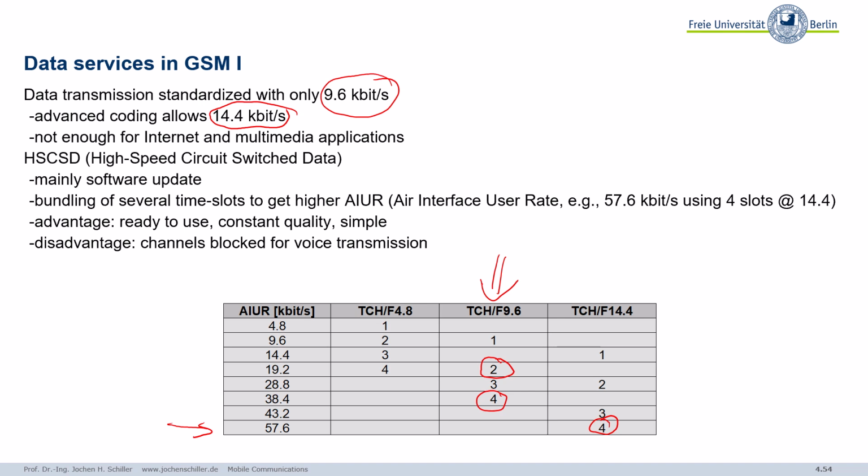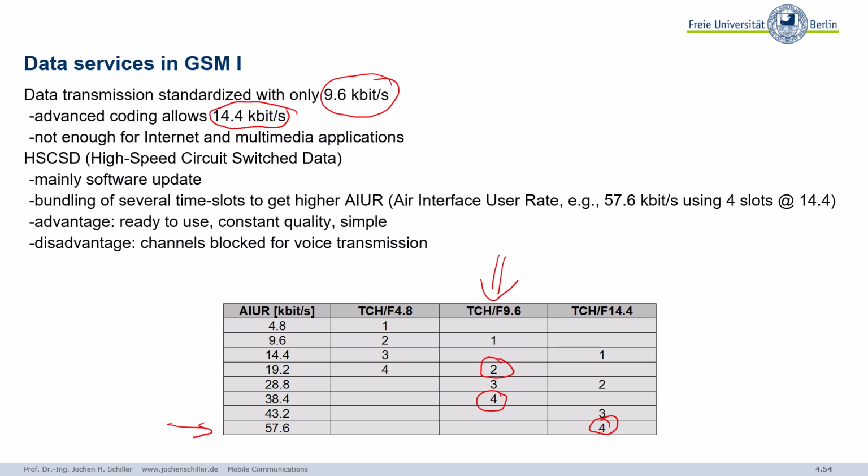So the big advantage of this technology, which is called high-speed circuit switched data, so high speed at that time relative to 9.6 kilobit per second, the big advantage was it was basically ready to use, it was a software update, and you had a constant quality. It was relatively simple because you don't have to change anything with the slots. You do not need new components. The big disadvantage was, well, you block channels for voice transmission.